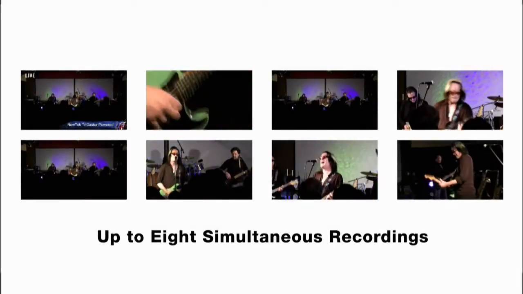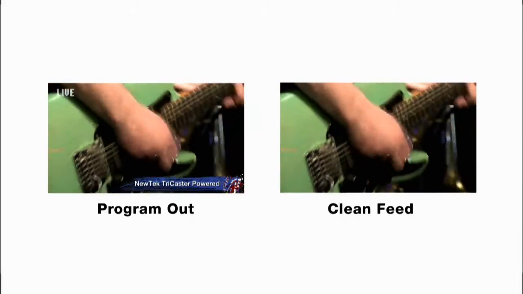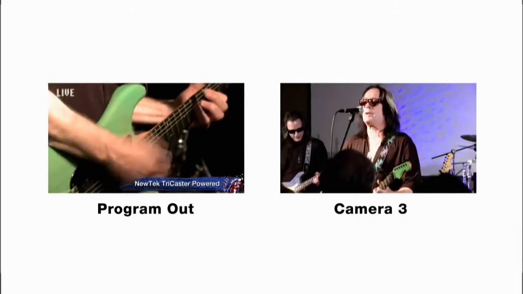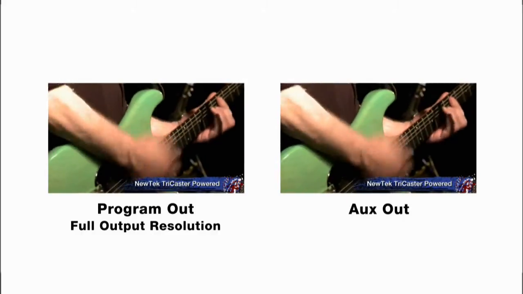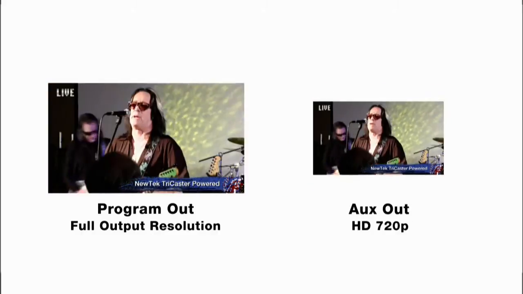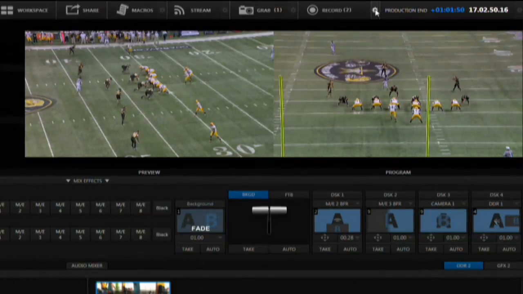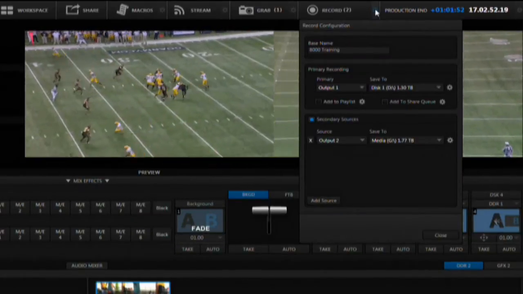The TriCaster has the ability to record the full resolution program output to the media drives attached to the system. This TriCaster also includes isocorder technology, allowing you to record up to 8 channels of high-definition video with audio simultaneously. You can configure what you want to record on each channel and how you want to record it. To configure the recording, click on the gear next to the record button in the dashboard.